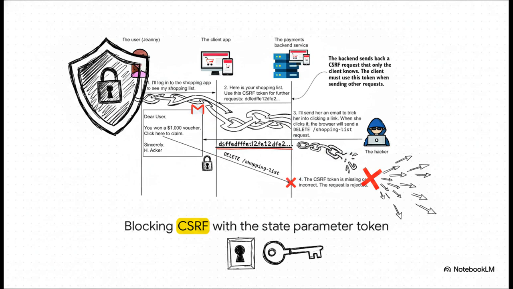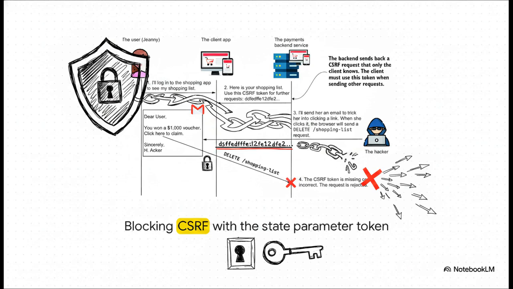This is something the attacker absolutely cannot guess, and it immediately blocks the malicious request. Let's break it down. When the backend sends Jeannie her application interface initially, it also generates a totally unique, cryptographically random string that is tied exclusively to her specific session. The client app is instructed that it must include this specific token as a state parameter in any subsequent sensitive requests it makes. So now let's look at the attack again.